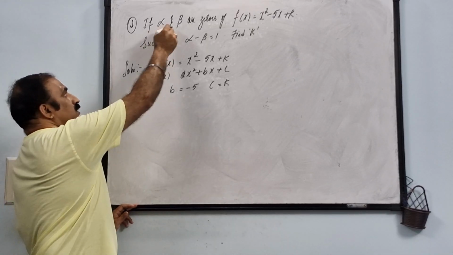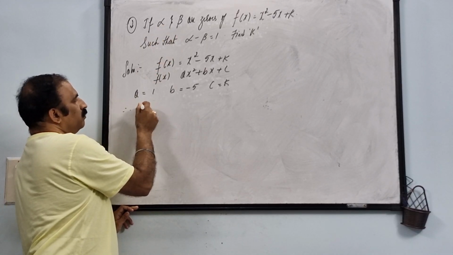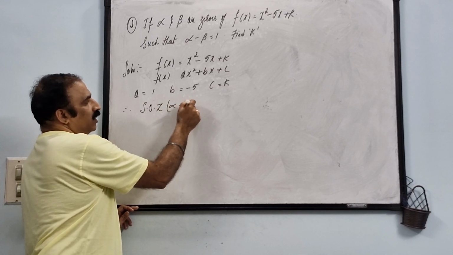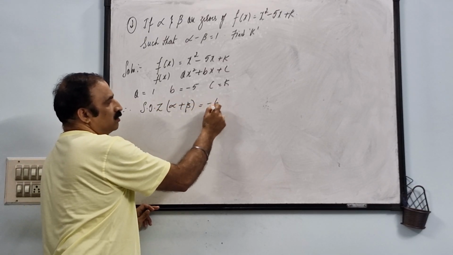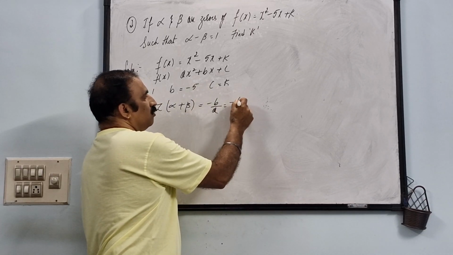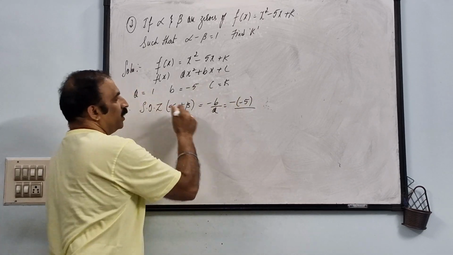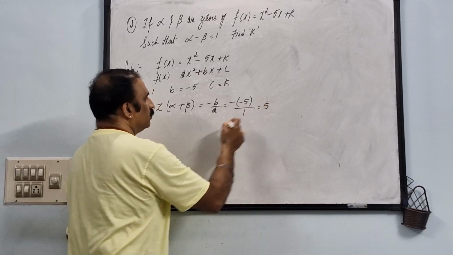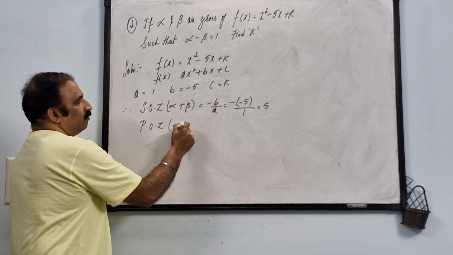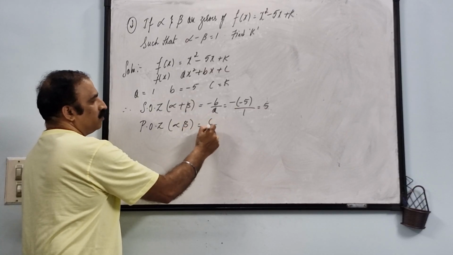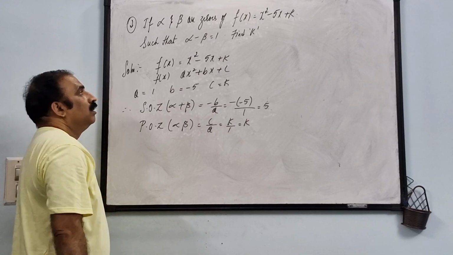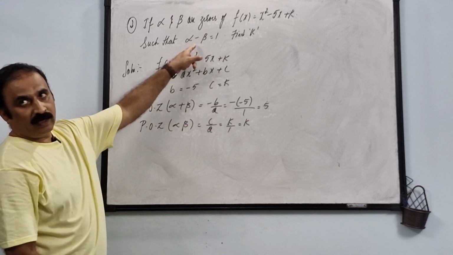Now zeros are alpha and beta, so we take up the formula for sum of zeros. Sum of zeros, alpha plus beta, is equal to minus b by a. So minus of minus 5 divided by 1, which is equal to 5. Then product of zeros, alpha into beta, is equal to c by a. c value is k, a value is 1, which is equal to k. We're asked to find the value of k under this condition.